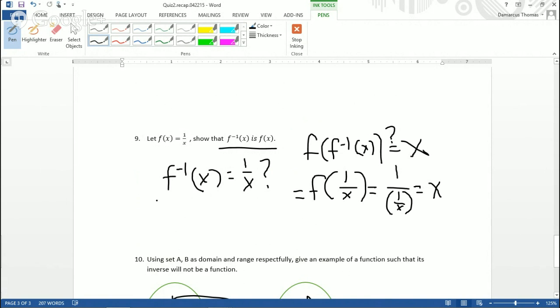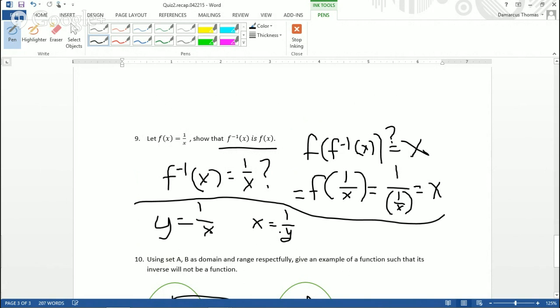This works. Another method as well was we could have let y equal 1 over x, switch the x and the y variables, and then solve for the other one. I'd get x is equal to 1 over y. And then as I solve it, you can just swap them out. And yes, there's an arrow.